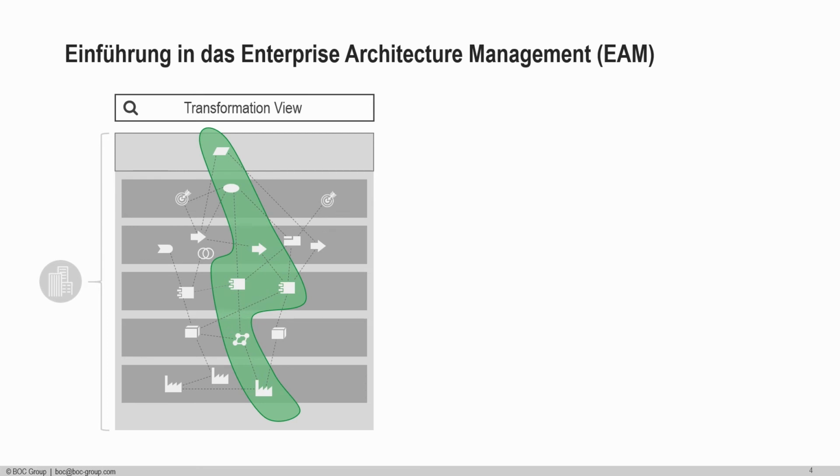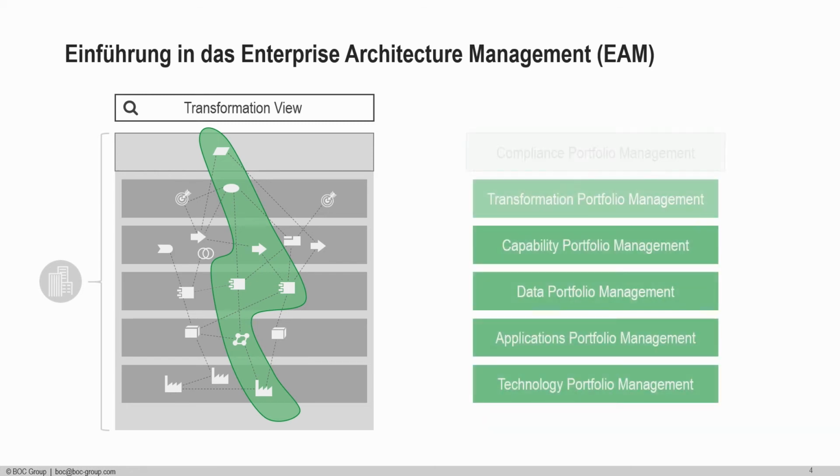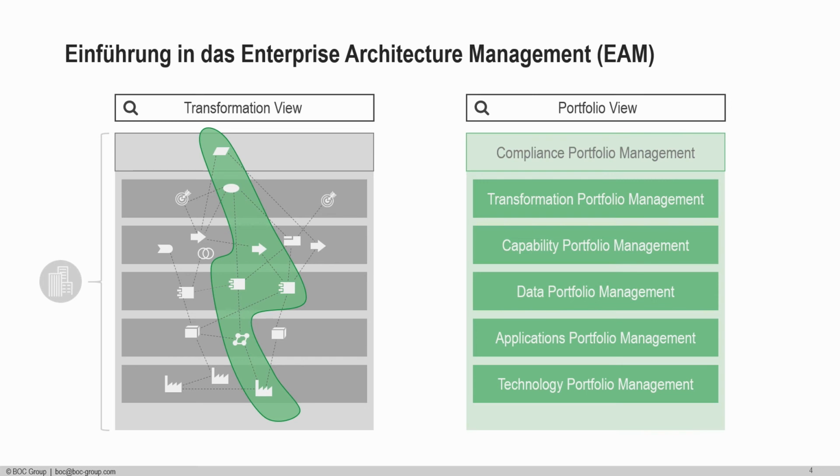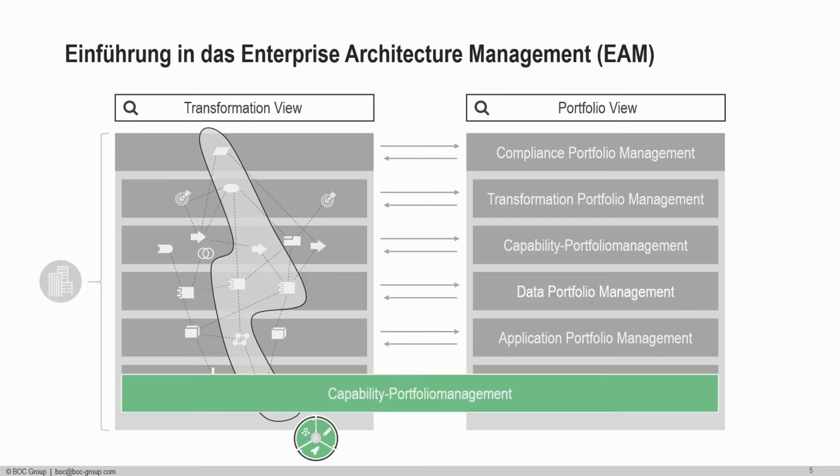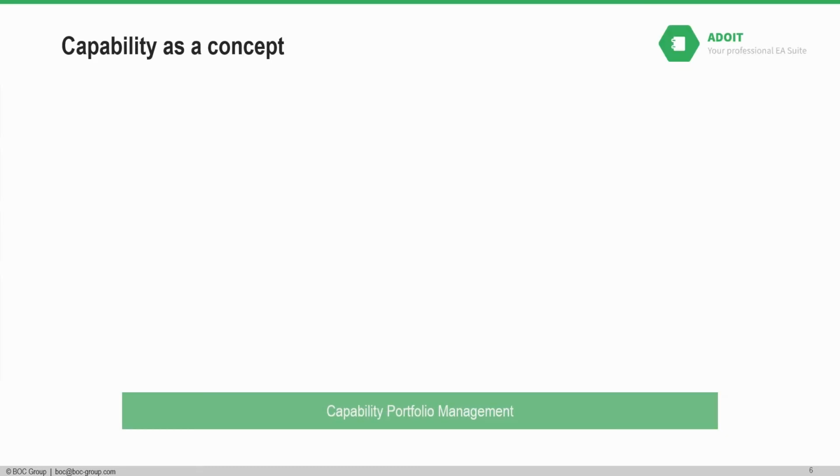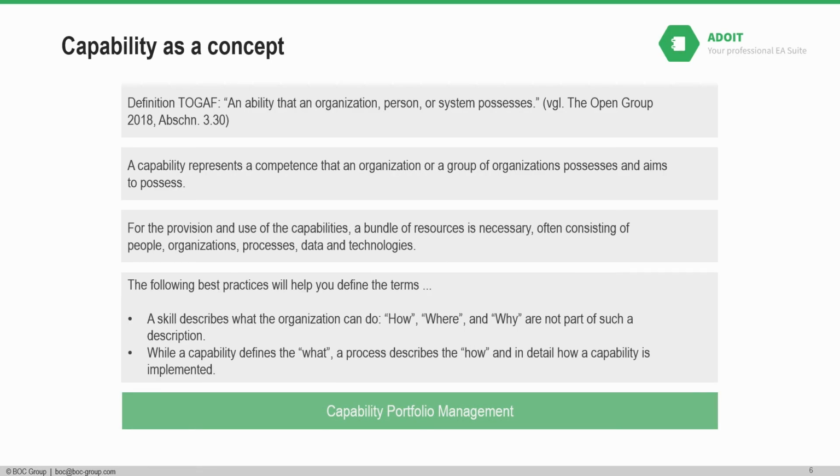Now, if we want to define, manage, or optimize these artifacts, we can use portfolios. You can see them on the right-hand side. And you can also notice that each architectural level is mapped to a respective portfolio management. Today, we will focus on capability portfolio management. So let's see some more information about it. That is, some definitions that will help us understand the concept.